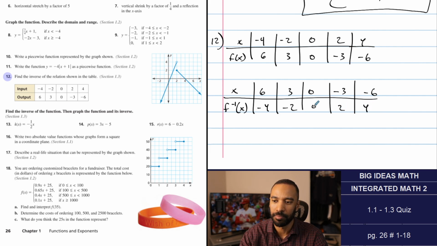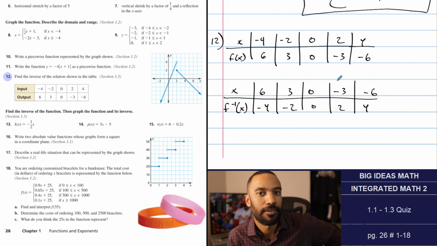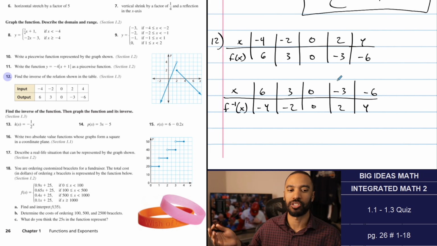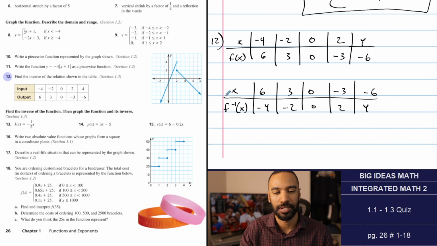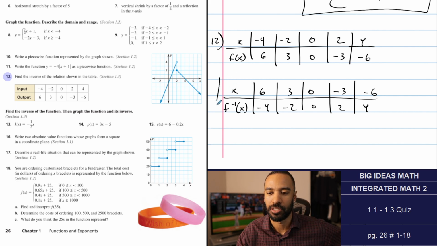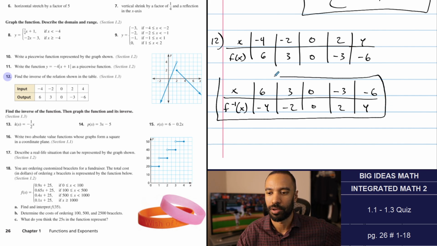Whether you write it as a table, an equation, a graph, a mapping diagram, or a set of ordered pairs, x's and y's swap. What was input is now output and vice versa. And that's it. This is the answer to question 12.